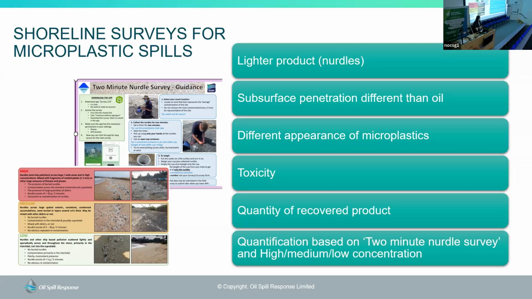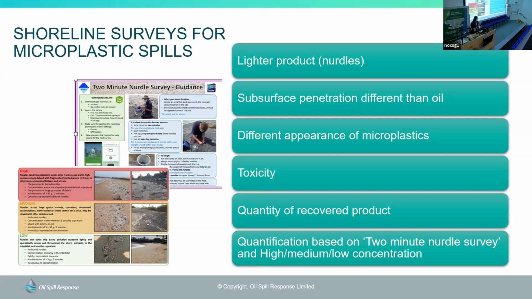The quantity of recovered product, again, that's another thing that we have to look at. How are we collecting them? How much of them is there? And also the fact that we have some methods, which you can see there at the bottom is the two-minute nurdles survey, which was adopted from different methods that were available. And that was found to be the easiest and the most efficient way in Sri Lanka, because there were lots of nurdles and we had to make quick decisions.